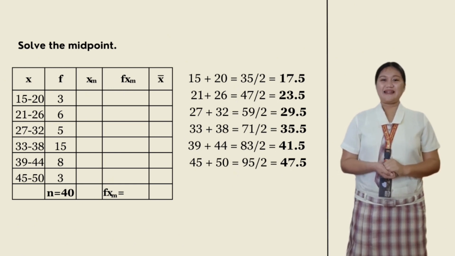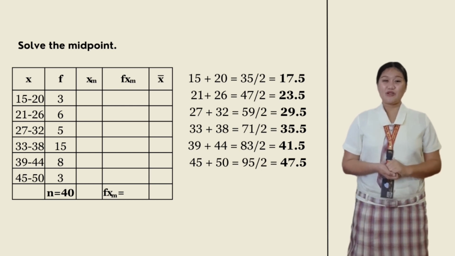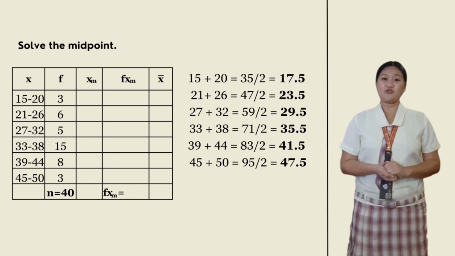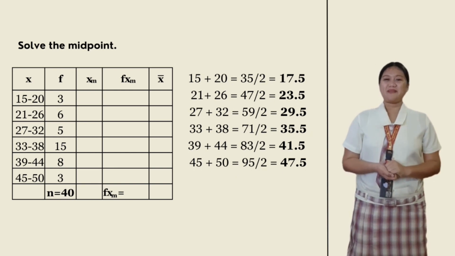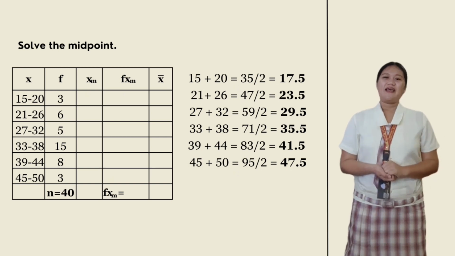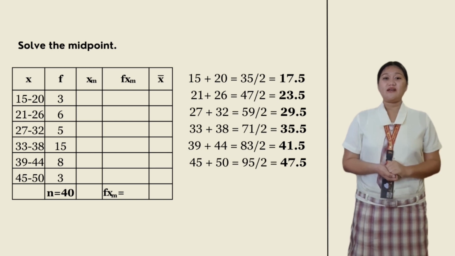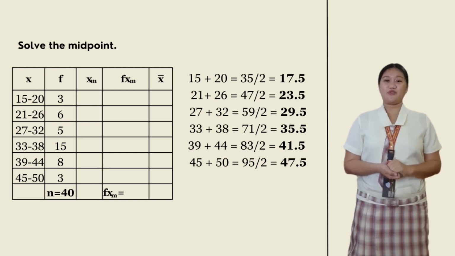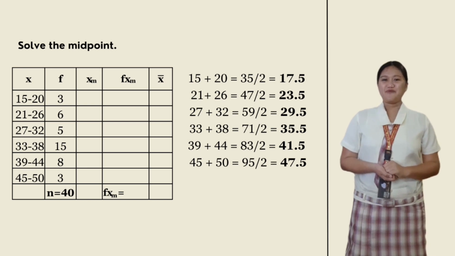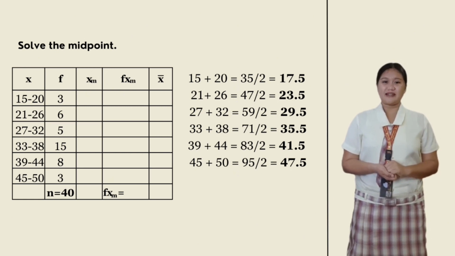So 15 plus 20 is equal to 35, and 35 divided by 2 is equal to 17.5. So 21 plus 26 is equal to 47, and 47 divided by 2 is equal to 23.5. 27 plus 32 is equal to 59, and 59 divided by 2 is equal to 29.5. And 33 plus 38 is equal to 71, and 71 divided by 2 is equal to 35.5. 39 plus 44 is equal to 83, and 83 divided by 2 is equal to 41.5. And 45 plus 50 is equal to 95, and 95 divided by 2 is equal to 47.5.